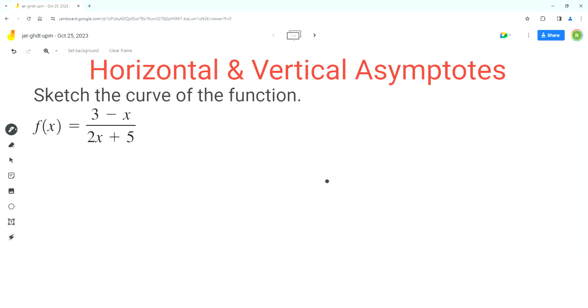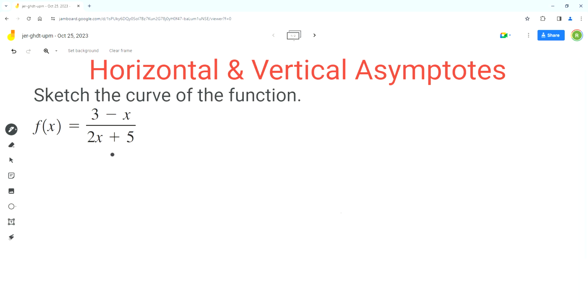So in this video, we'll solve this problem based on the concepts of derivatives. We have to sketch the curve of the function, and the function is f of x equals (3 minus x) over (2x plus 5). So the first step here is to find the discontinuities in this function.